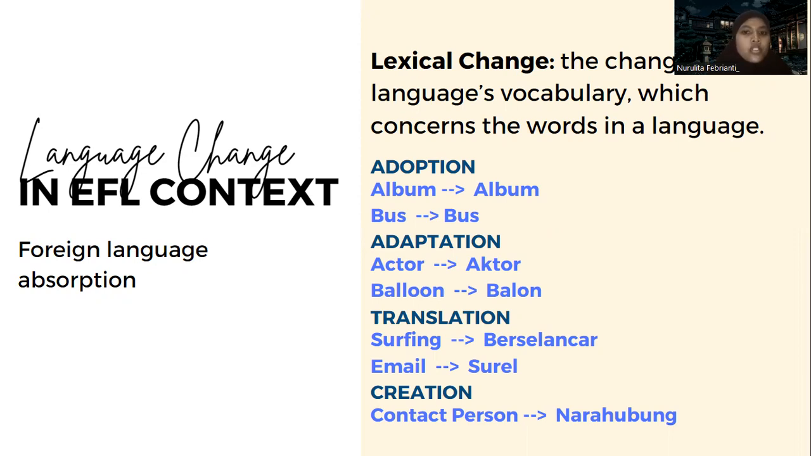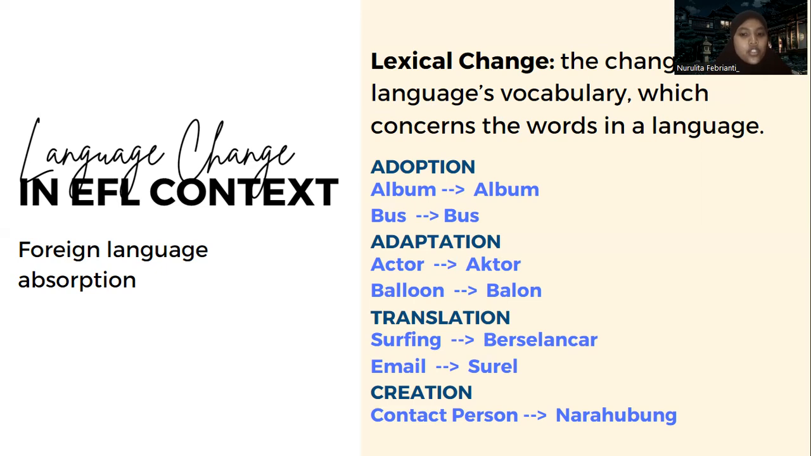In adoption, the way it is written is the same as the other language or the second language, but the way you say it is different. For example, in English we say album, but in Indonesia we say album with a different pronunciation. So it differs in how we say it. And then adaptation: the pronunciation is similar, but the way we write it differs. For example, actor in English, but in Indonesia we write it aktor.